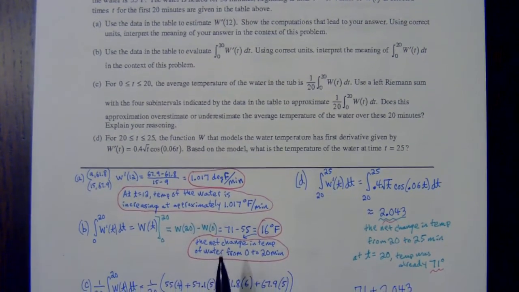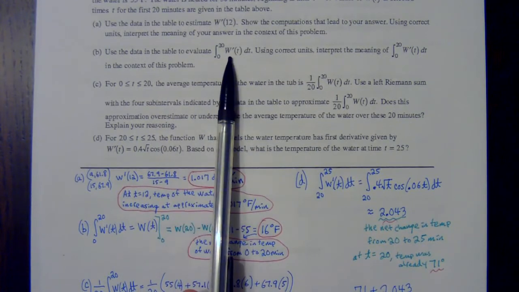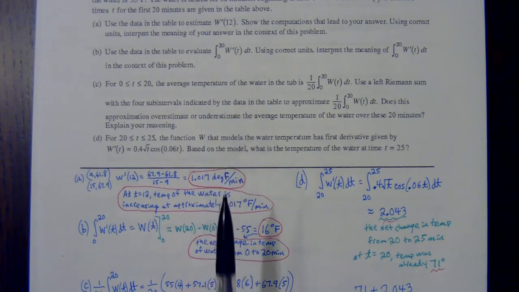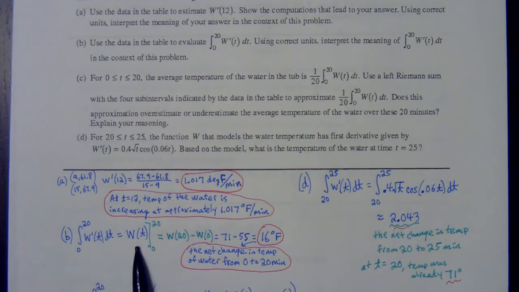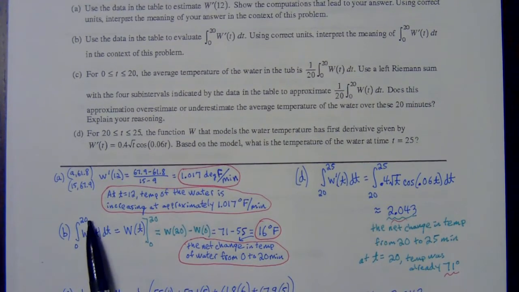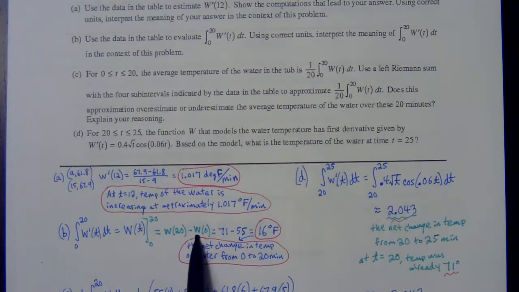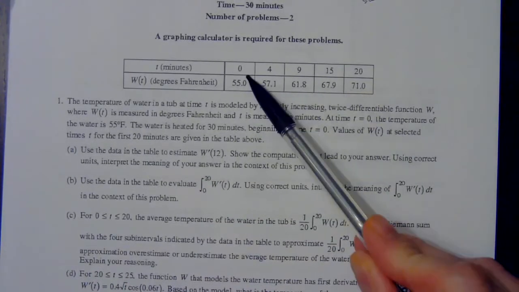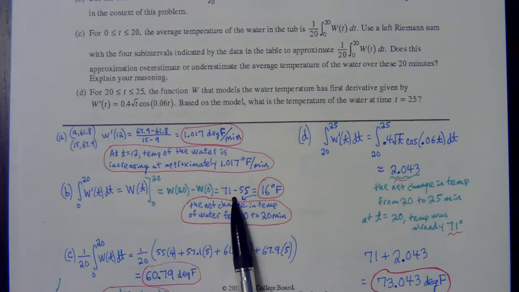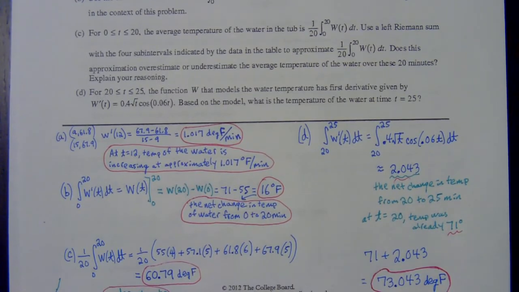Part B, I kind of like part B. It just said to evaluate the integral of the derivative, right? And you know, when you integrate the derivative, you're going to get the original function right there. So when I integrate the W prime, that's going to give me my W(t), and then you have a definite integral. So evaluate that like we've been doing all year. Use your fundamental theorem of calculus, plug in the top number minus plug in the bottom number, and then they give us these numbers from the chart there. W of 20 is our 71, W of 0 is our 55, and you're just subtracting the ending temp minus the beginning temp right there to get the 16-degree difference. And that's what the integral is going to do there.